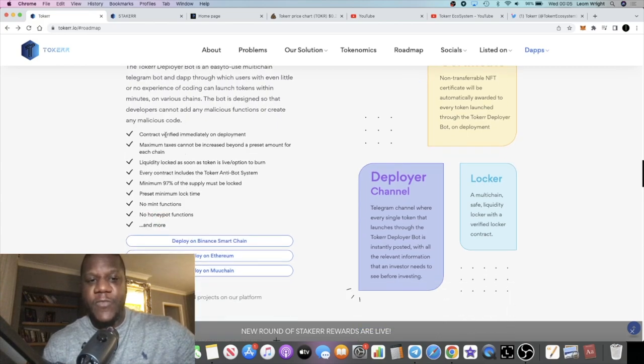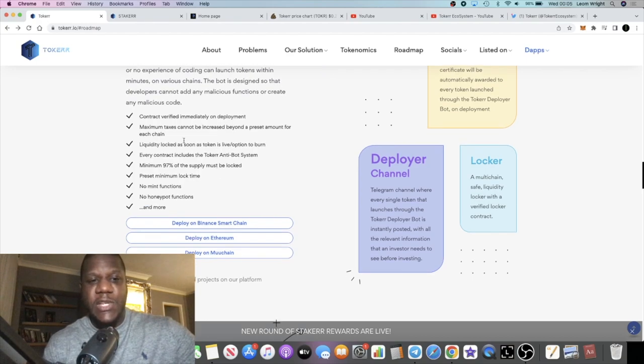All right, guys, so the contracts are verified immediately when you deploy them. The taxes can't be increased and all that sort of stuff. Liquidity is locked as soon as you deploy, and there's an option to burn. And they have the anti-bot systems, a minimum of 97% of supply must be locked, and so on. All right, guys, no mint functions, no honeypot.